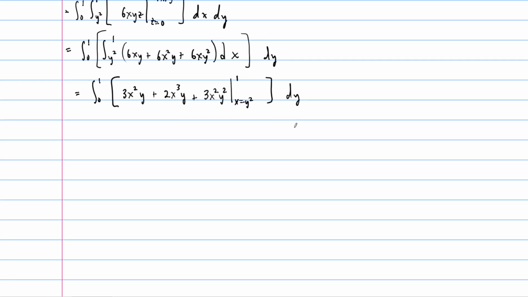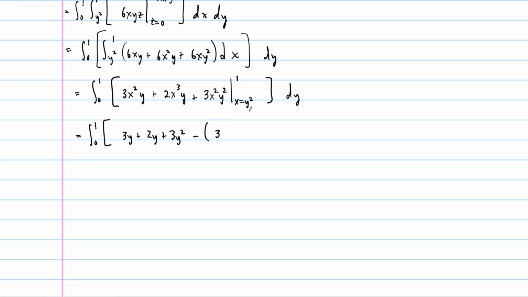All right, so we have to very carefully work this out now. So what's going to be left in this integrand? First we plug in the 1. So this is going to be 3y plus 2y plus 3y squared. Then we can combine like terms after we're done with this, right? And then it's going to be minus, plug in the y squared.